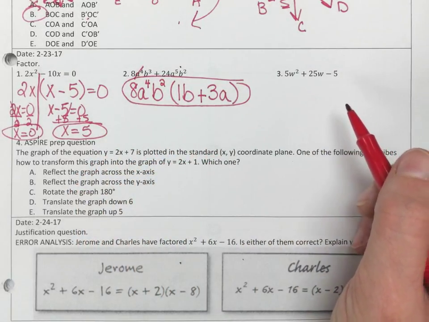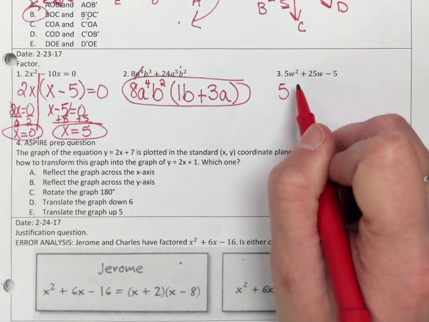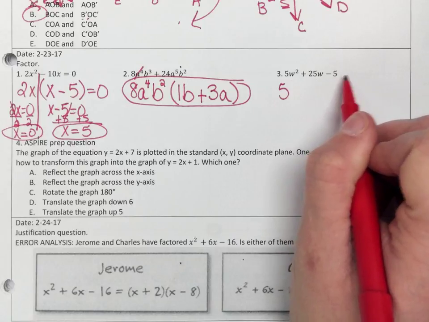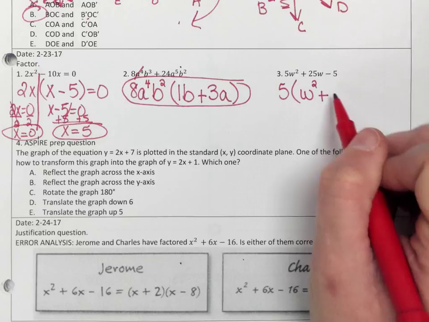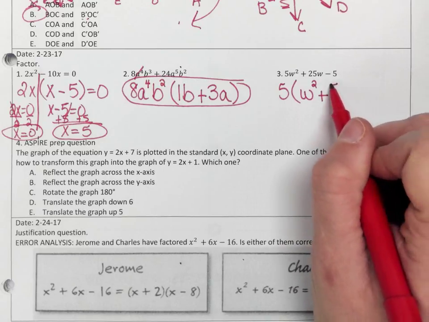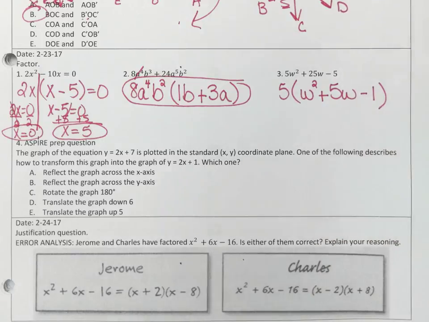Okay, what about number 3? What do they have in common? 5. Do they have a W? No, the last one doesn't have a W. All right, here we go. So that would be W squared plus 5W minus 1. Very good.